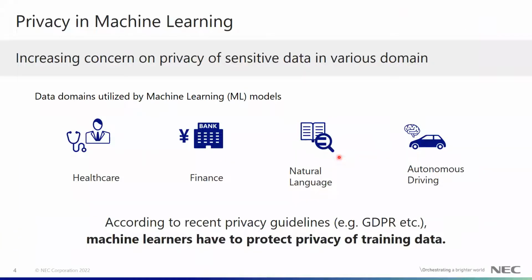These days, there is increasing concern about the privacy of sensitive data. To obtain machine learning models, we use various domains such as healthcare, finance, natural language, and autonomous driving. According to recent privacy guidelines like GDPR, machine learners have to protect the privacy of training data.